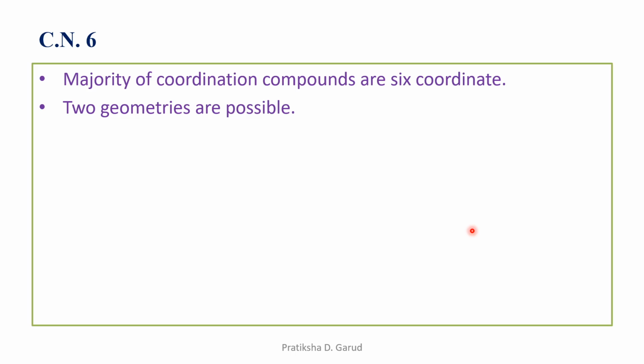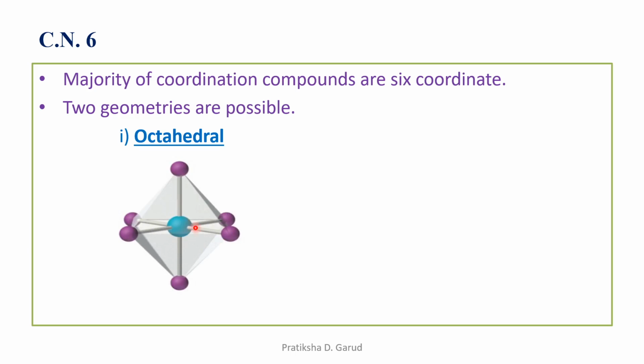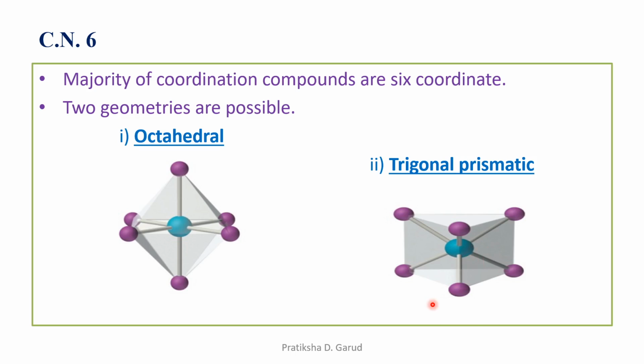Again, 2 geometries are possible. The first geometry is the octahedral geometry. Octahedral geometry means at the center we have the metal and the remaining 6 ligands are arranged octahedrally like this. That means the central metal is surrounded by 4 ligands in one plane, then 1 ligand is oriented above and the second ligand is oriented below. So this is called the octahedral arrangement, and the second arrangement is the trigonal prismatic.